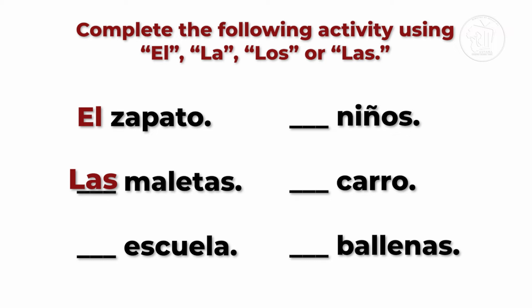Let's look at number 3. Escuela, which means school. As you could see, we are referring to one school. So we should use the single definite article for feminine nouns because escuela ends in a. So we say la escuela. Número 4, number 4.